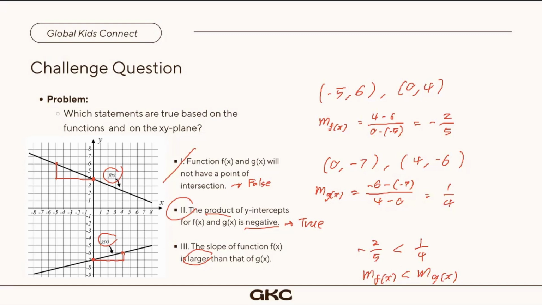And so we have two proofs for statement 3. If we see here, statement 3 says that the slope of function f of x is larger than g of x. However, this is not true. The opposite is true. g of x is greater than f of x. And so we can say that statement 3 is also false. And so the only true statement for our final challenge question is statement 2.